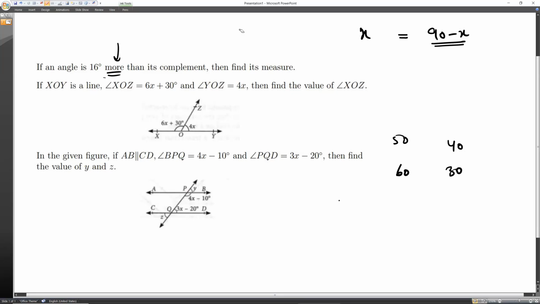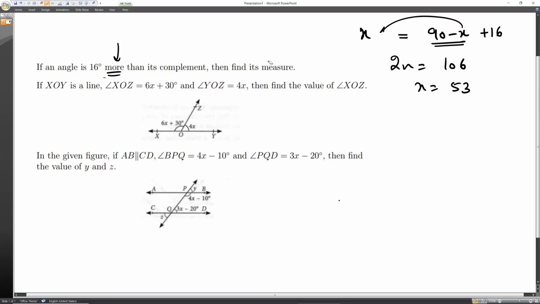Yes, sir. Now what you are going to do here is, still it is 16 degrees more, so to make it equal, I will add 16 here. Got it? Yes. So this will go to that side. You will get 2x is equal to 106. Then when you divide it, x is equal to 53. Okay, 53 degrees. Copy it, please.